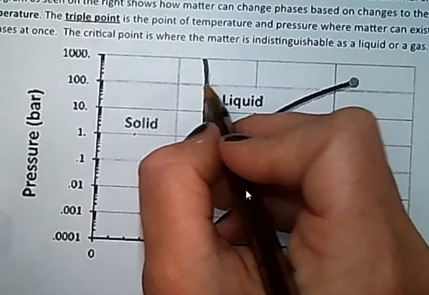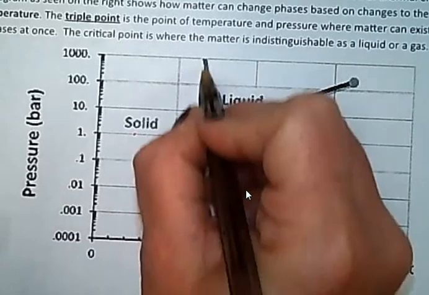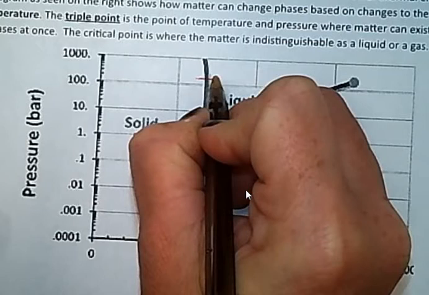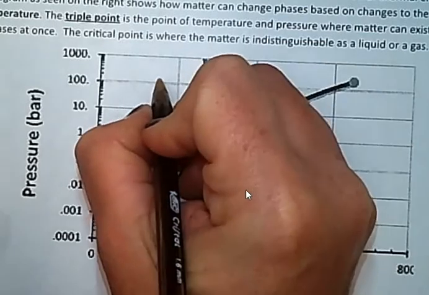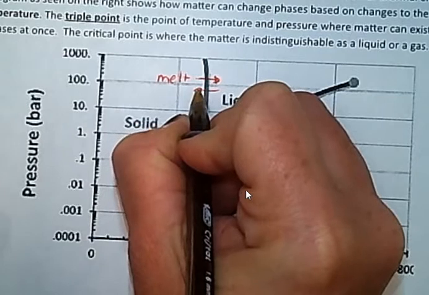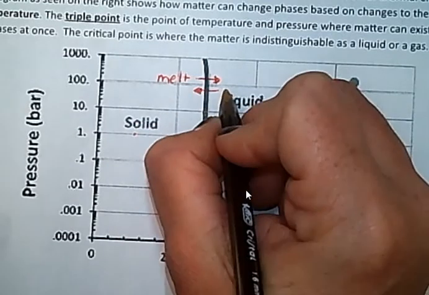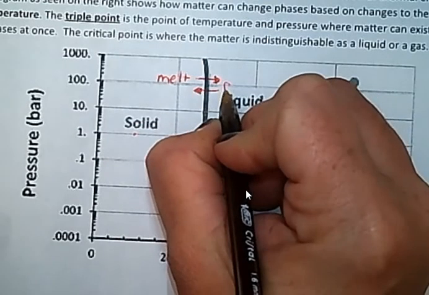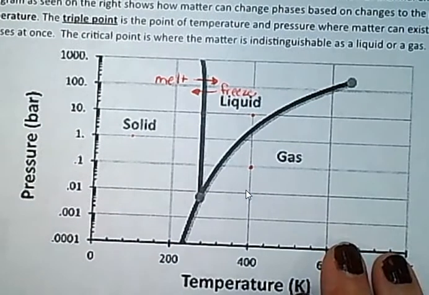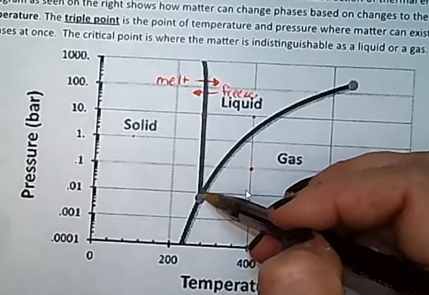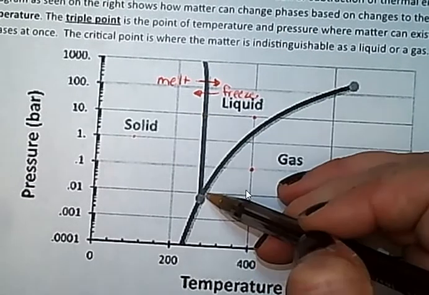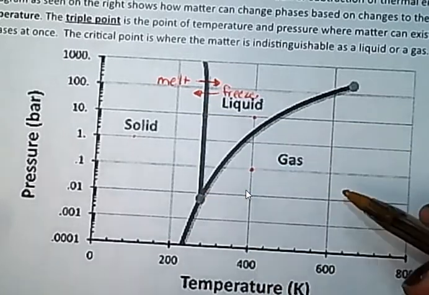So what's happening here is this line is your melting freezing line. If I cross the line in this direction by changing pressure or temperature, then my substance would be melting. If I cross the line in this direction, changing pressure or temperature, my substance would be freezing. So there's your melting freezing line. And the melting and freezing temperature is the same at this pressure in this case. So your melting and freezing point will always be the same.